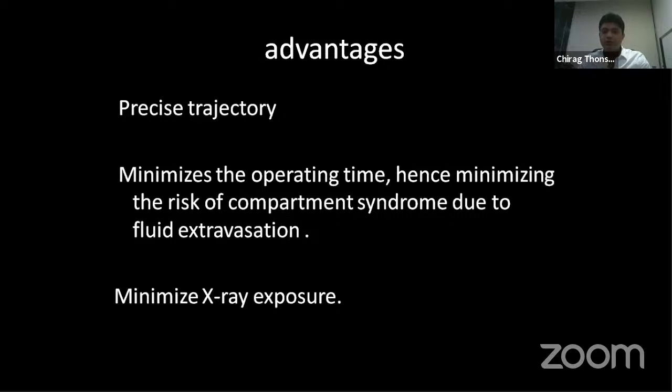You need to, probably under C-arm guidance or blindly, place your elevating instrument in different planes and see. It's a trial and error method, and hence we end up creating a larger defect in the subchondral bone, and then we have to unnecessarily fill it with bone graft, bone cement, etc. If you're using a tibial jig, the trajectory is precise. You can minimize the risk of compartment syndrome because your operating time reduces. You have a precise trajectory that reduces your time much more, and you do not need to extensively use your C-arm and have unwanted exposure to X-rays.